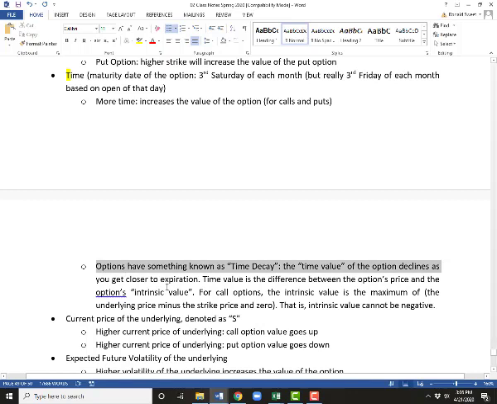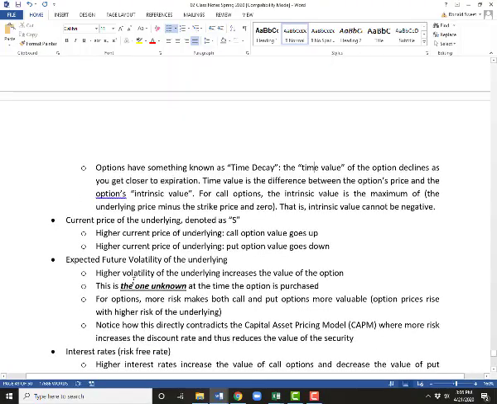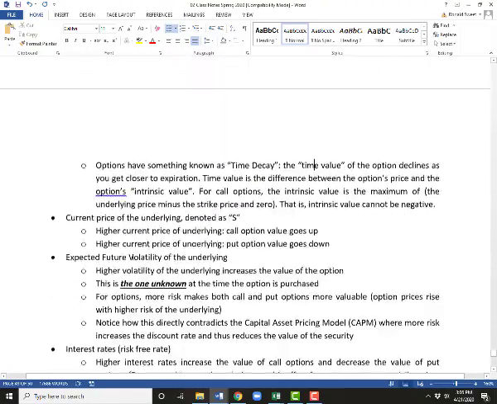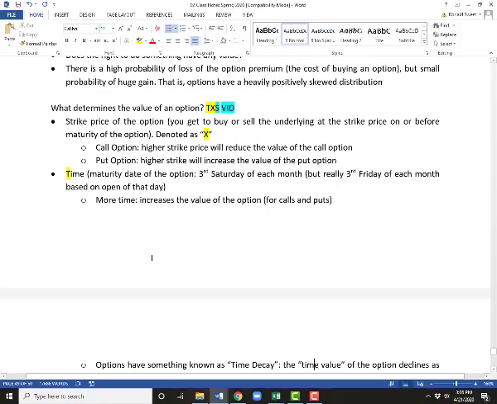We'll talk about time value later. I'm going to actually calculate it, and we'll see the difference between intrinsic value and time value. Those are two different values, and we'll actually calculate those numbers probably in our next session. We'll see how we do today. All right, so there's time.